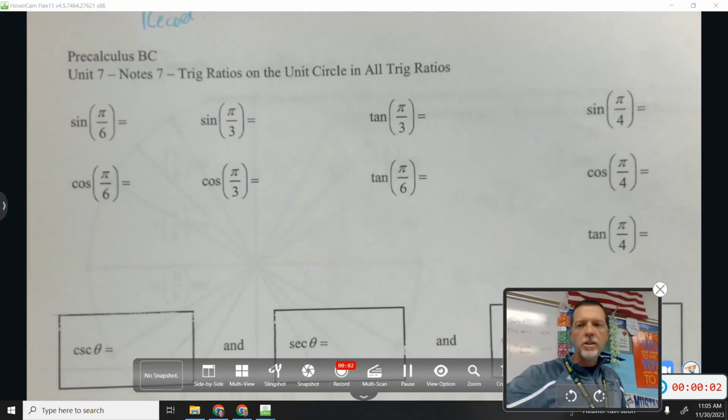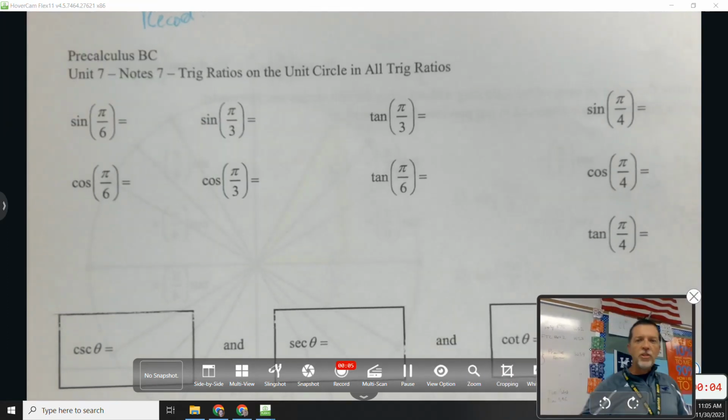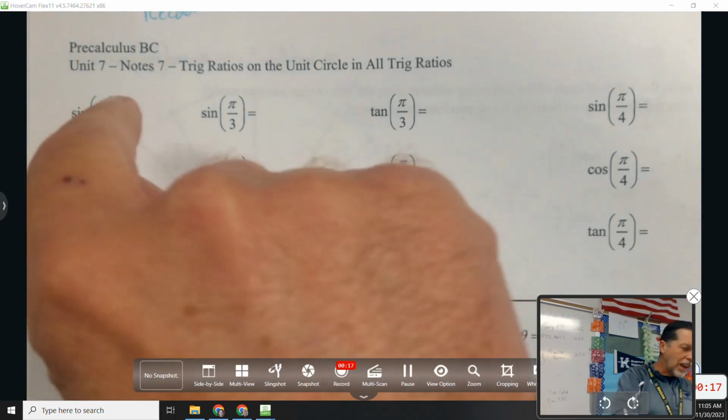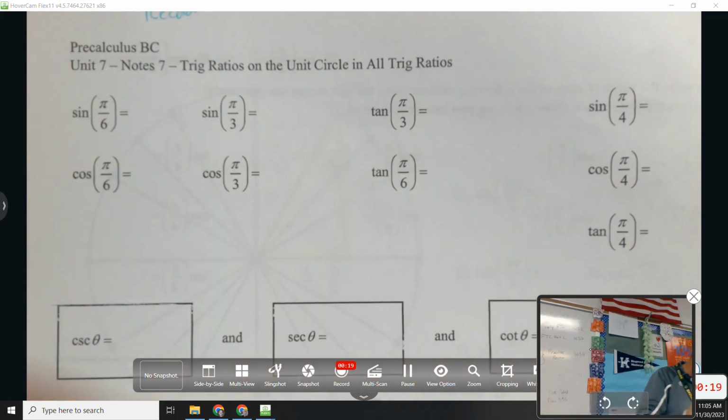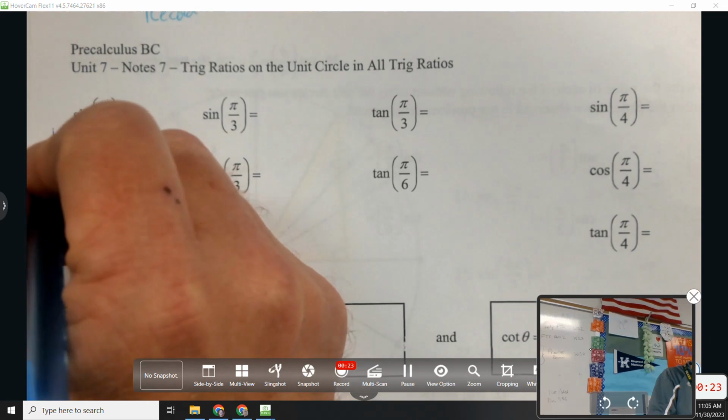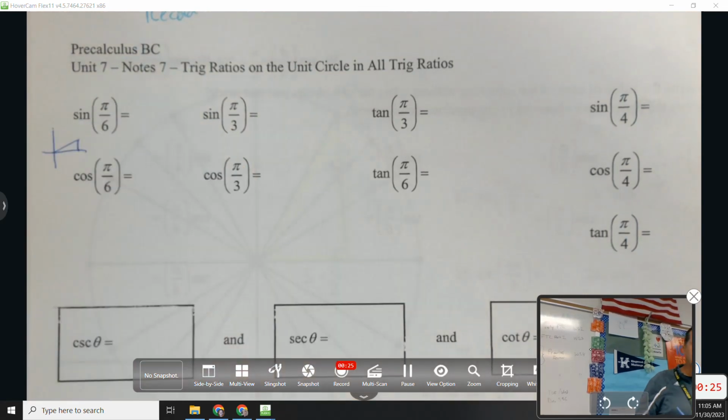Looking at note 7, job 1, preferably without the unit circle, is to answer those 9 first quadrant unit circle trig ratios up there. So again, preferably without looking at the unit circle, answer sine of pi over 6, cosine of pi over 6, and so on. And again, if a quick sketch helps, nothing wrong with that.